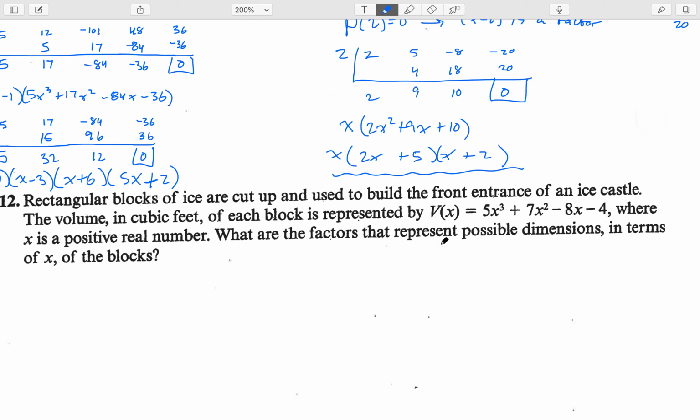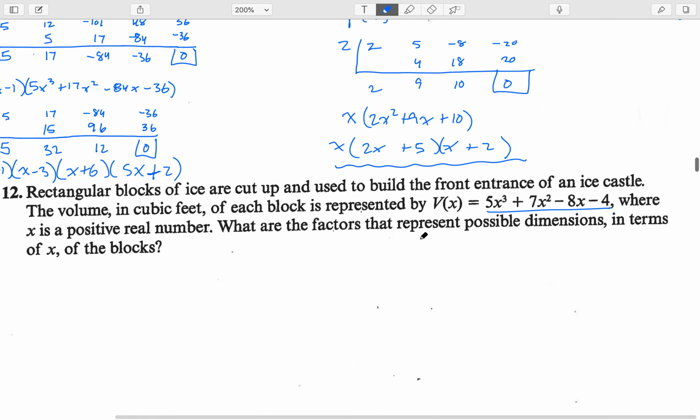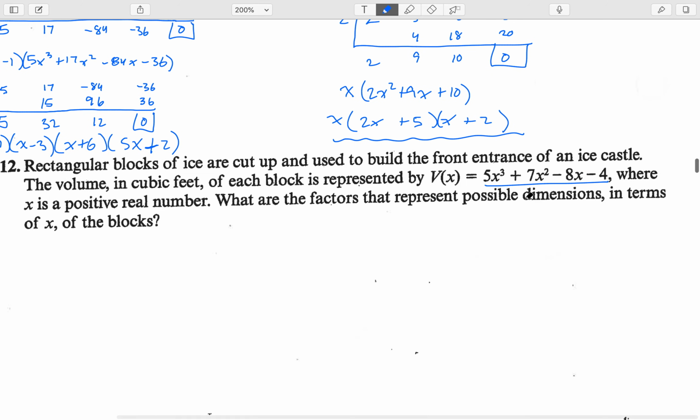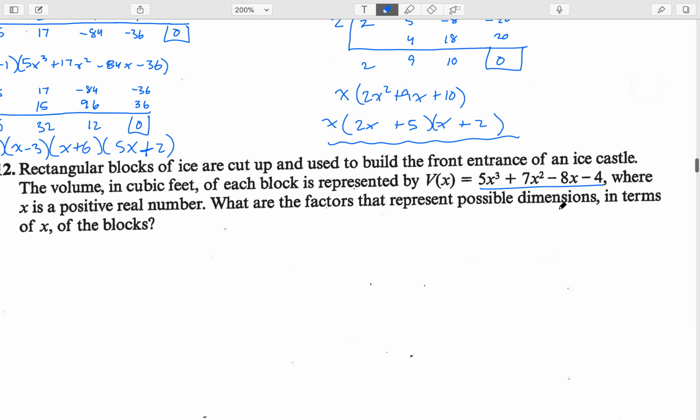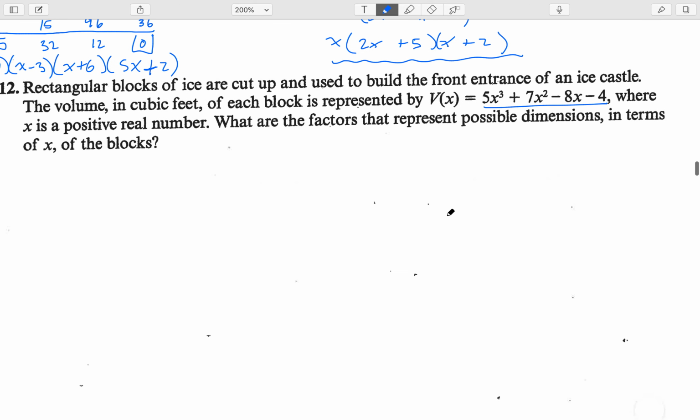How about this one? What does it say? It says rectangular ice blocks are cut up and used to build the front entrance of an ice castle. Volume is given by this. Whoa, there's the volume. It's cubic. Okay, that makes sense. What are the factors that represent possible dimensions? And they say x is a positive real number. So in other words, they just want us to factor this thing.